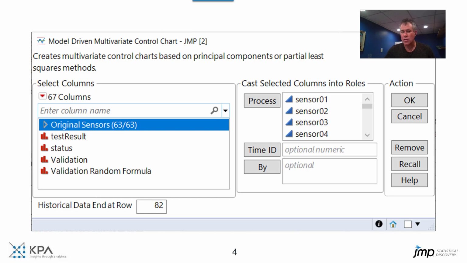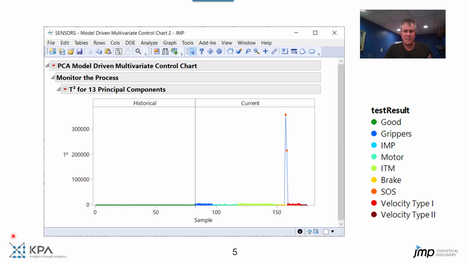I went ahead and colored each of the rows by test result so that we can see which observation belongs to a particular response category. So then I went into the model-driven multivariate control chart and I brought in all of the sensors as process variables. And since I had the good test results at the beginning, I labeled those as historical observations. This gives us a t-squared chart.